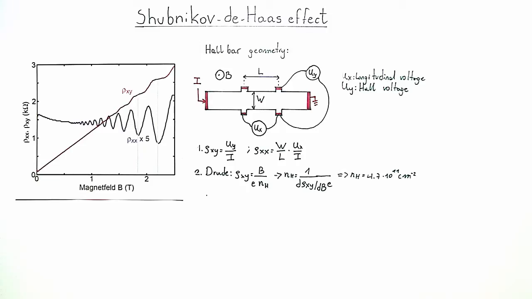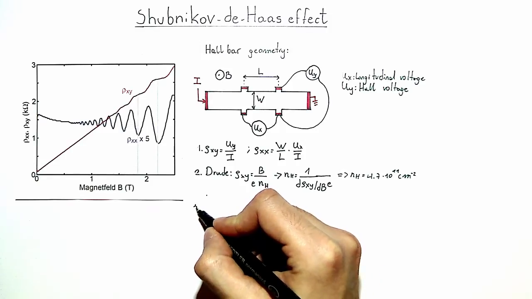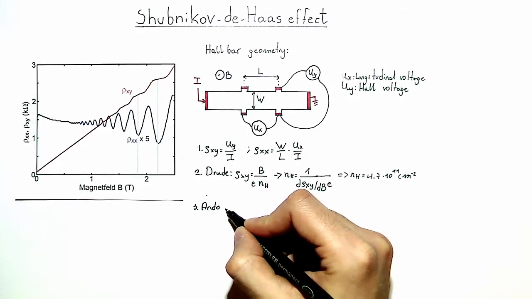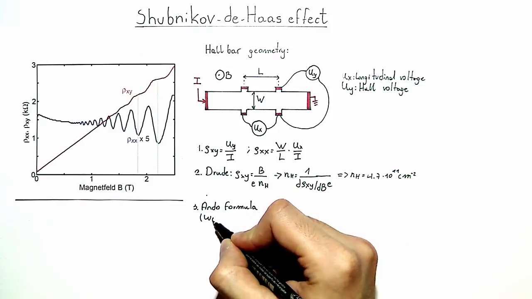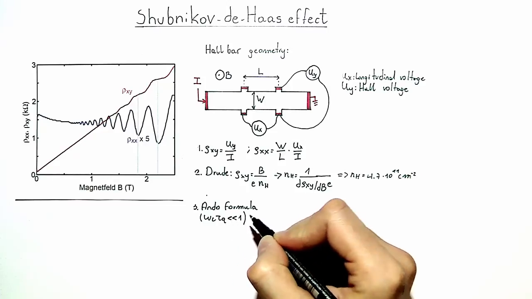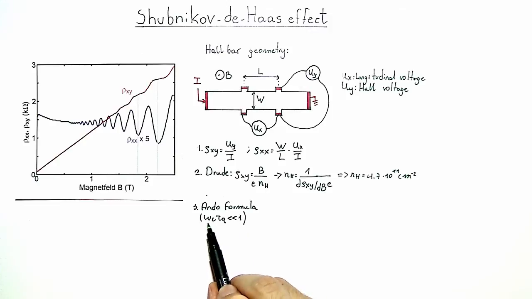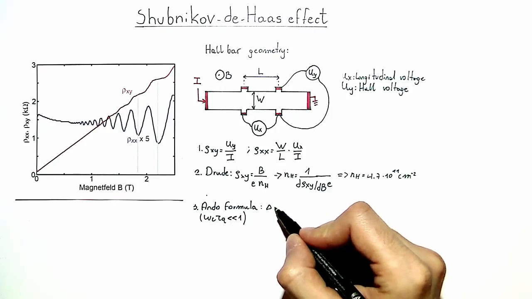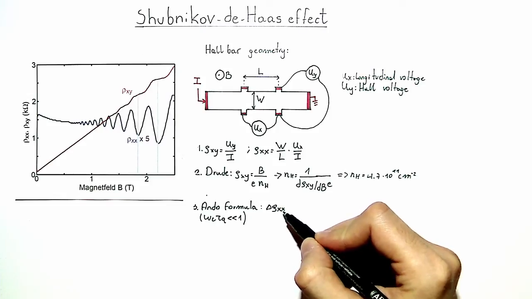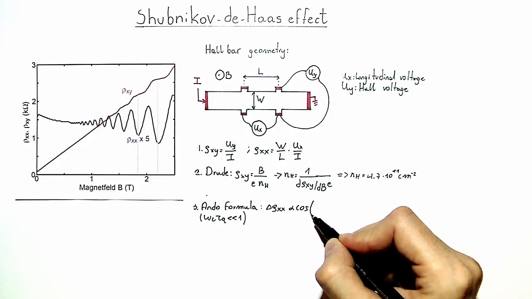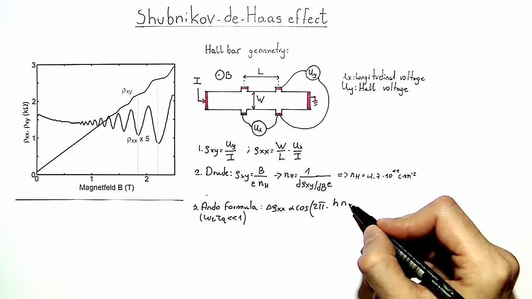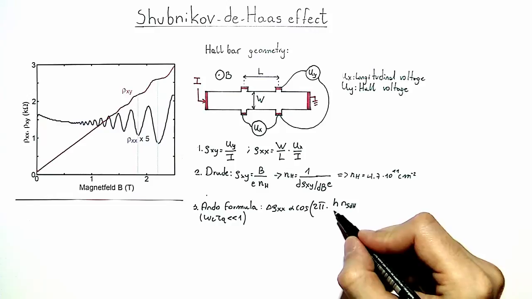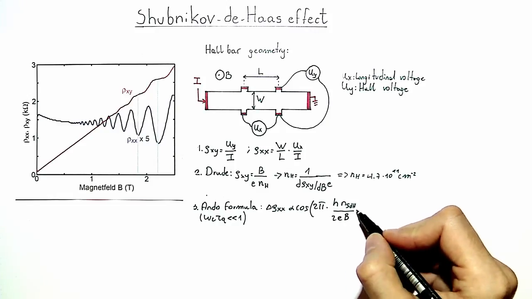And at low magnetic fields, it's well described by the Ando formula. So the Ando formula, which I'm not going to reproduce here fully, is valid when omega c tau q is much larger than 1, meaning in low magnetic fields, since this is the cyclotron frequency, which is directly proportional to the magnetic field. The Ando formula tells us that the oscillations in the longitudinal resistivity rho xx are proportional to the cosine of 2 pi times Planck's constant h times the density of the electrons divided by 2 times the elementary charge e and the magnetic field.